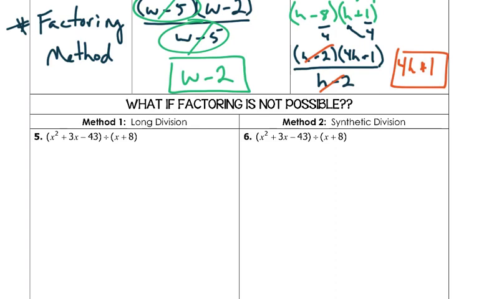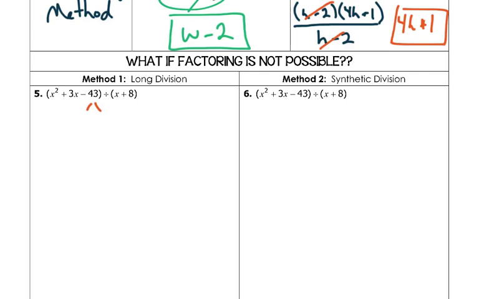All right. Because we can't find factors of negative 43, right, that add up to give us 3. So that means that this trinomial right here is prime, right? It's a prime trinomial, means it can't be factored, all right? So if it can't be factored, what do we have to use? We have to use long division, all right? We have to use long division.